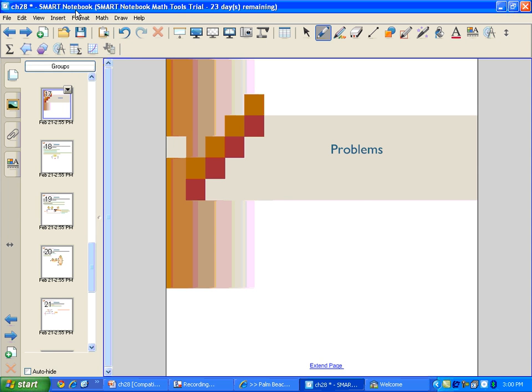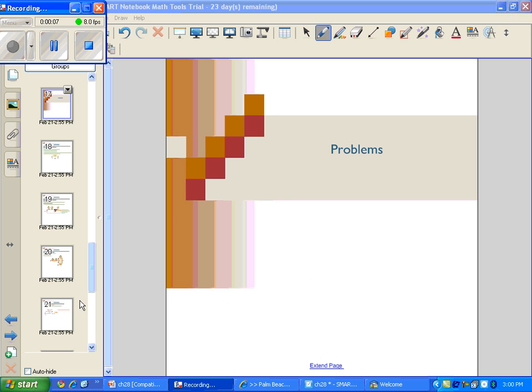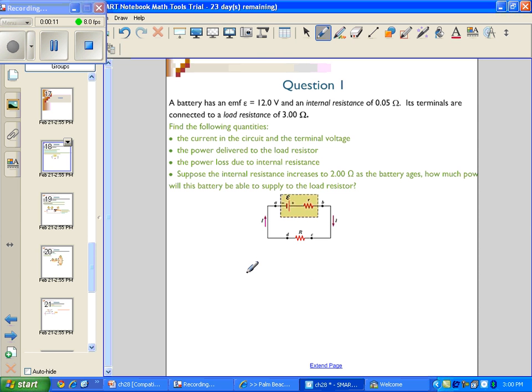Welcome to the first part of the problem-solving session for Chapter 28. Let's begin with the first question.